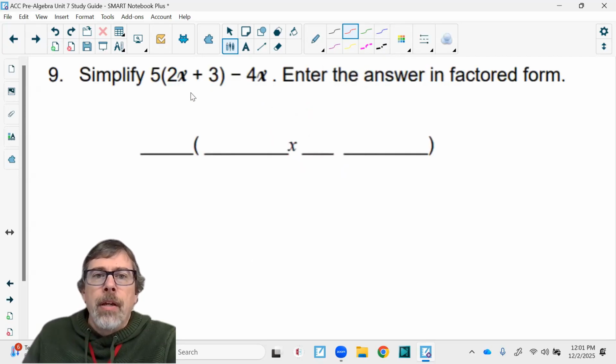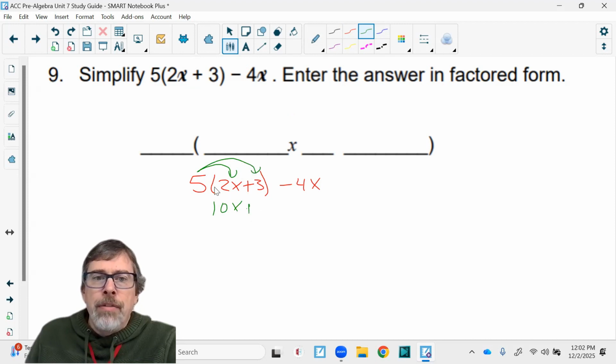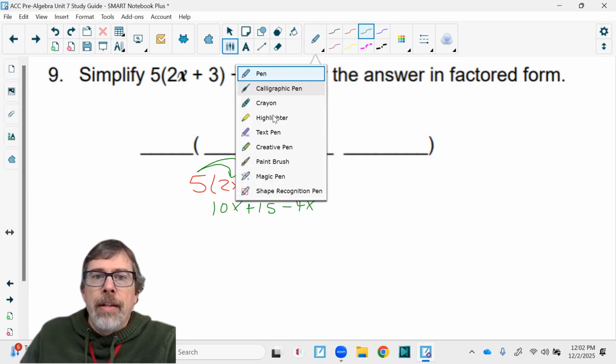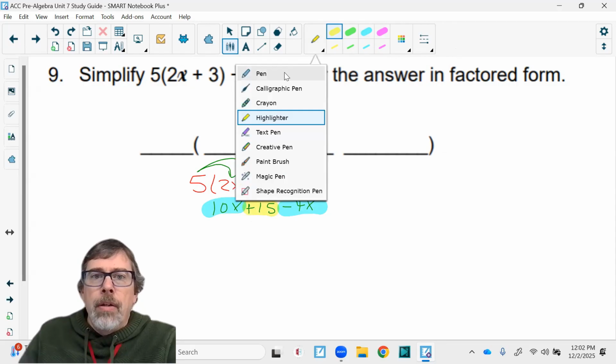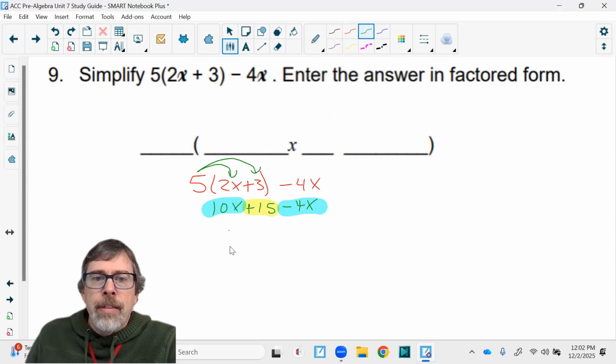Number 9, simplify. First thing I'm going to do is rewrite this. Then I'm going to do the distributive property. 5 times 2x is 10x. Positive times a positive is positive. 5 times 3 is 15. And then rewrite this minus 4x after. I'm going to highlight my like terms, 10x minus 4x, and the plus 15. Okay, so 10x minus 4x is 6x plus 15.